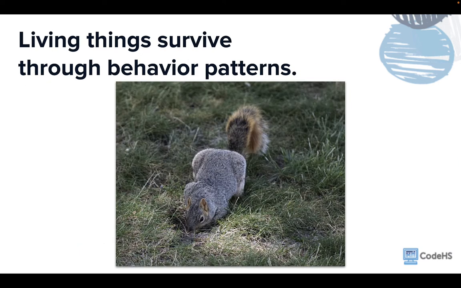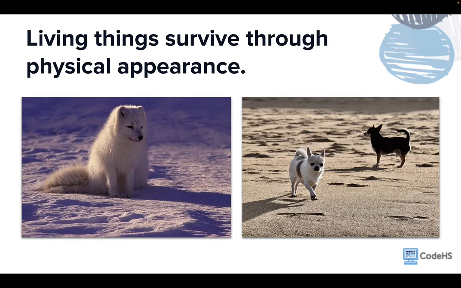Animals might show different behaviors to help them get what they need from their environment. This squirrel stores food in the ground so it won't starve during the winter. Animals also might have different appearances to help them survive in different environments. This Arctic fox in the snow has long fur to keep it warm. The dogs on the beach have less fur so they can stay cool.